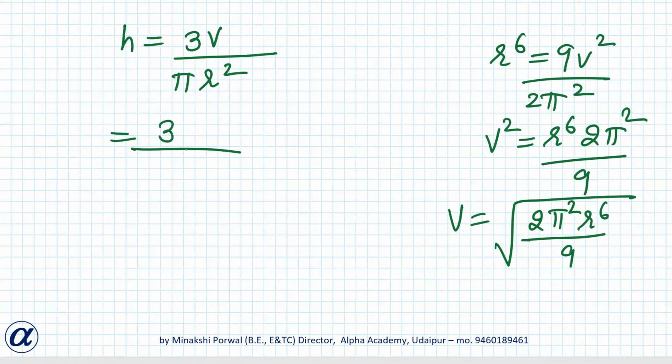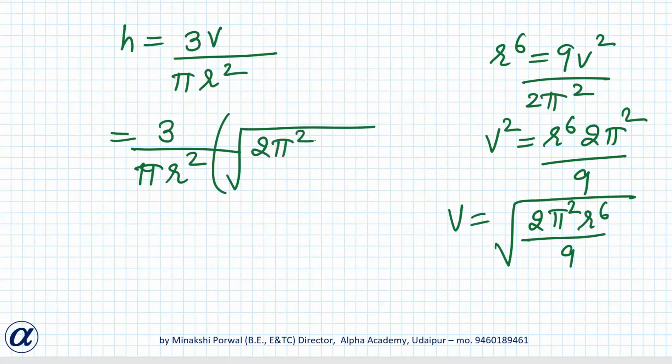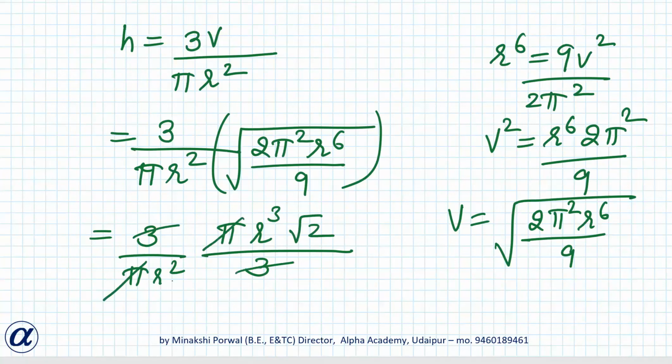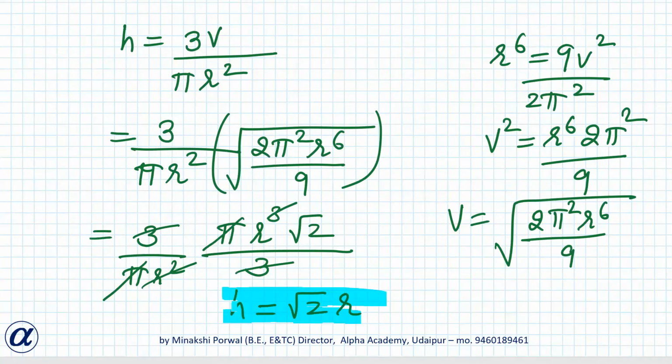So h equals 3v by pi r square, that is 3 upon pi r square, and v we substitute from here: square root of 2 pi square r to the power 6 upon 9. So it will be 3 upon pi r square. Square root of 9 is 3. Then pi square will be pi only. R to the power 6 will be r cube, and this will be root 2. Pi and pi cancel, 3 and 3 cancel, r square and r cancel. So h equals root 2 r. This will be the height.